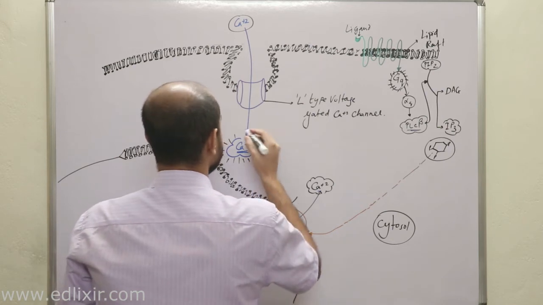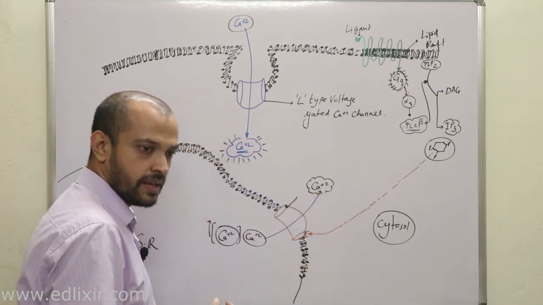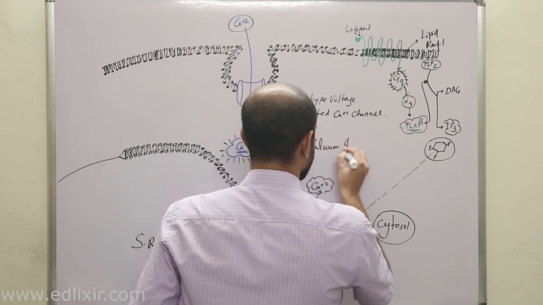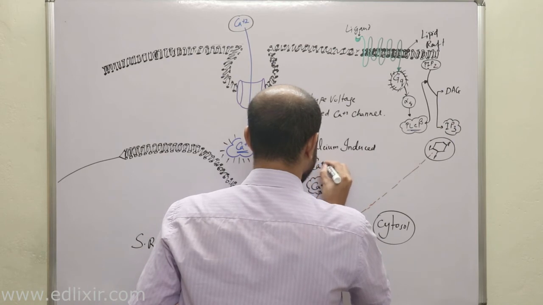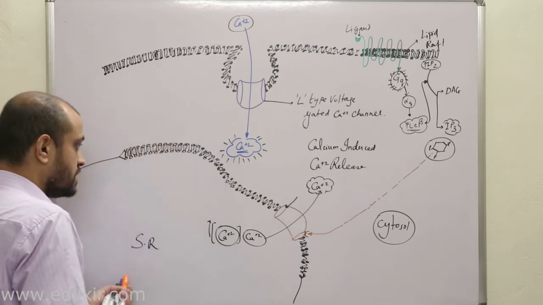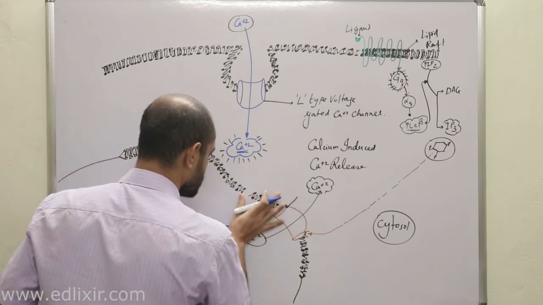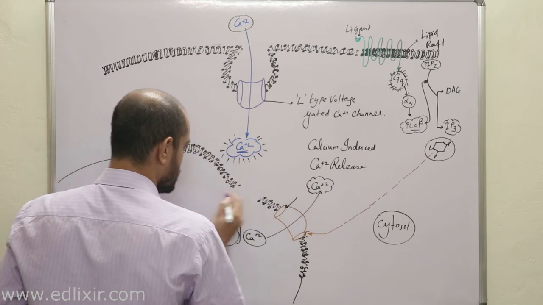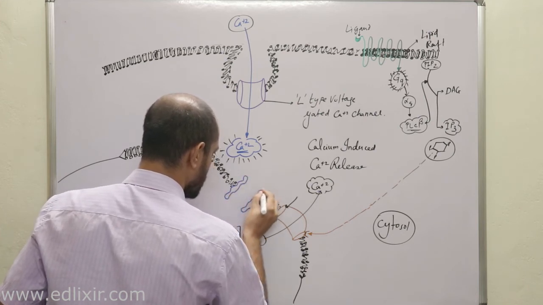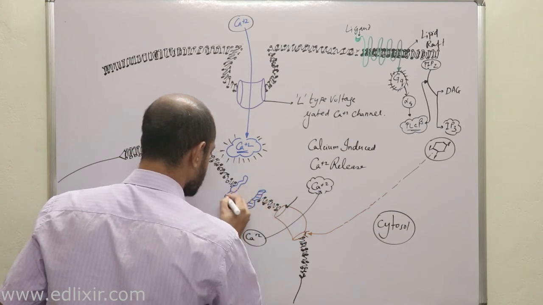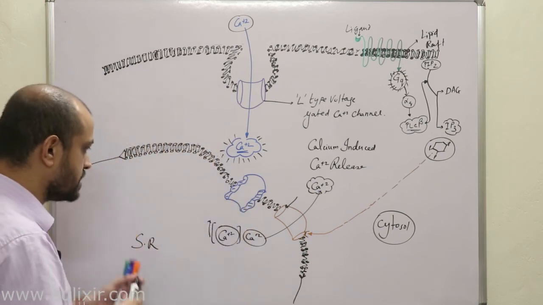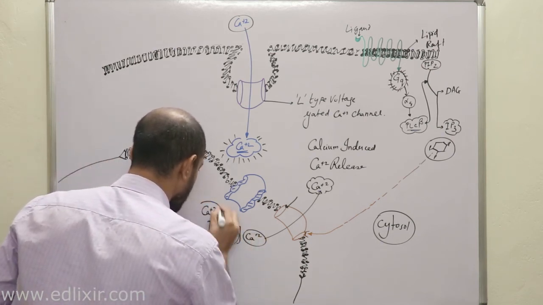And when these calciums are present in the cytosol, then a simple thing called calcium induced calcium release will occur. Calcium induced calcium release will occur, and this means that specialized calcium release channels will now be open, and they will release calcium from the sarcoplasmic reticulum.